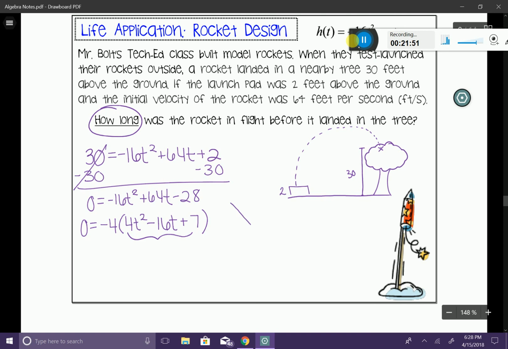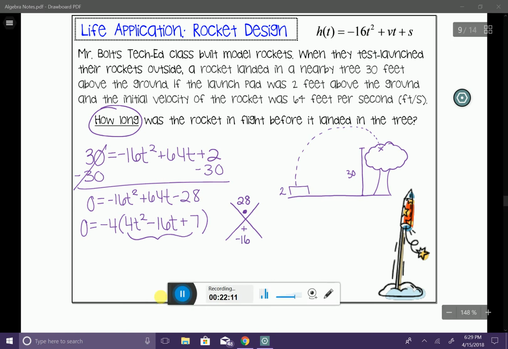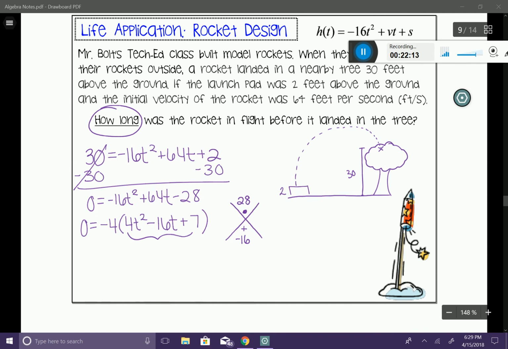So let's think about it. Here is my a, and I'm looking for 4 times 7, so 2 numbers that multiply to give me 28. And then I'm looking for that middle number, 2 numbers that add up to give me negative 16. All right, I came up with these two factors. I said that it was negative 2 and negative 14. Hopefully you came up with those same ones.